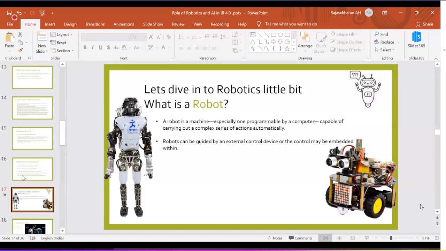Now let me give you a small introduction to robotics and what the robotics industries are like right now. They are most popular, and also a bit of AI. So let's dive into robotics. A robot is a machine that is programmed by a computer, which is capable of carrying out a series of actions. So just using our coding, we are going to make the robot do some tasks.